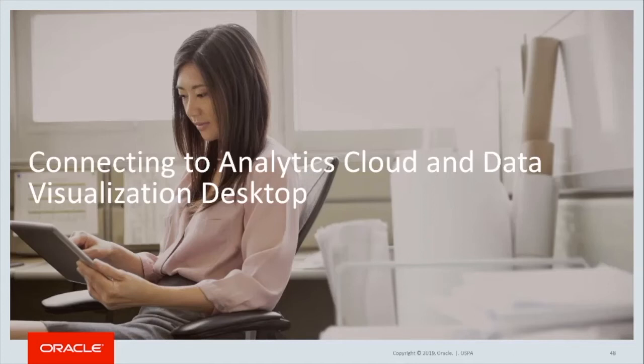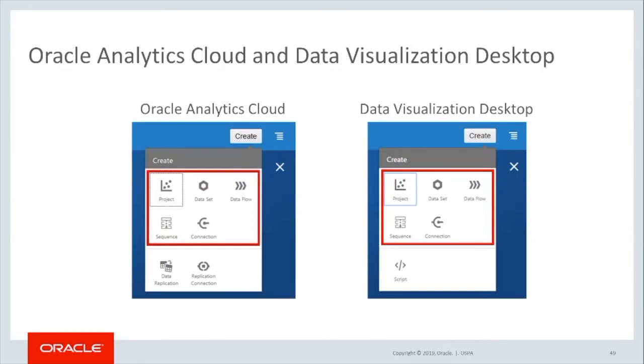Let's look at connecting to Analytics Cloud and Data Visualization Desktop. Now that the tools have been set up, let's look at how we can connect them to Autonomous Data Warehouse. On the left is a screenshot of Oracle Analytics Cloud, and on the right is Data Visualization Desktop. Once both products are installed and running, you can see from the Create menu, both tools have some of the same functionality and look. When connecting to the Autonomous Data Warehouse, we will use the Create Connection, Dataset, and Project features. Since the screens and workflows for what we will do will be almost identical, we're just going to look at OAC. You can use the same steps for DVD.